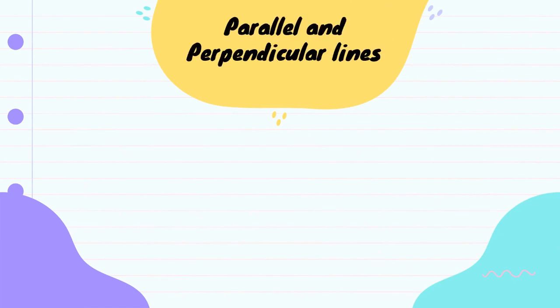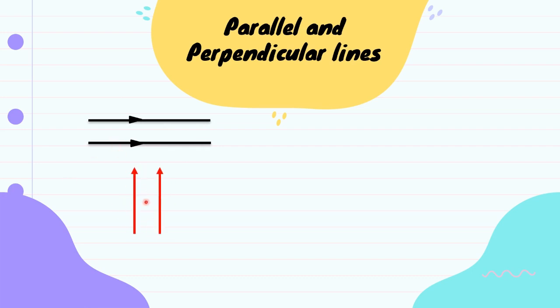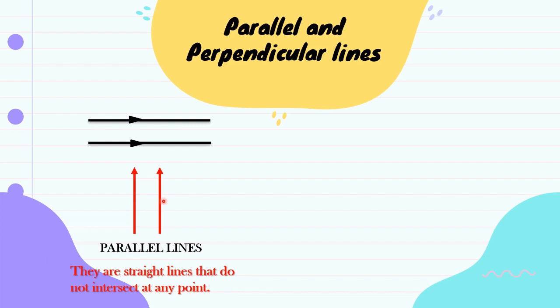What are parallel and perpendicular lines? You can see these are called parallel lines. They are straight lines that do not intersect at any point. When you say intersect, that means they do not meet, okay? And the arrow means the lines are continuing. They are straight lines that do not meet at any point. That's why they are called parallel lines.